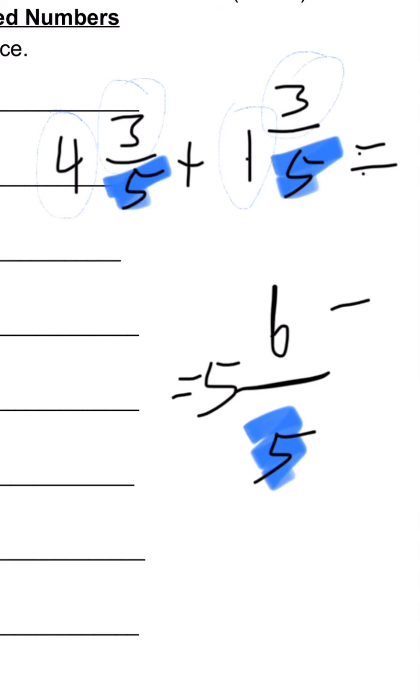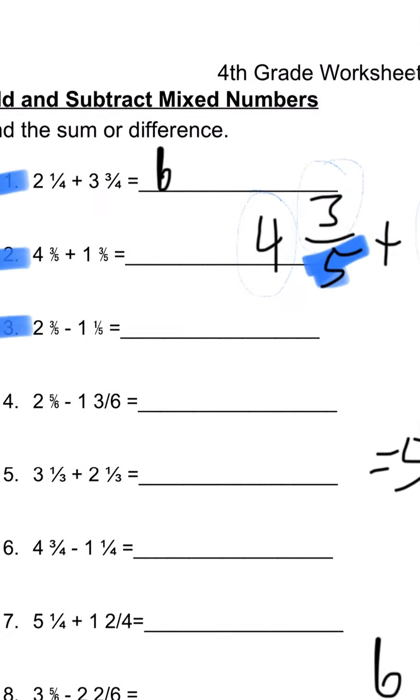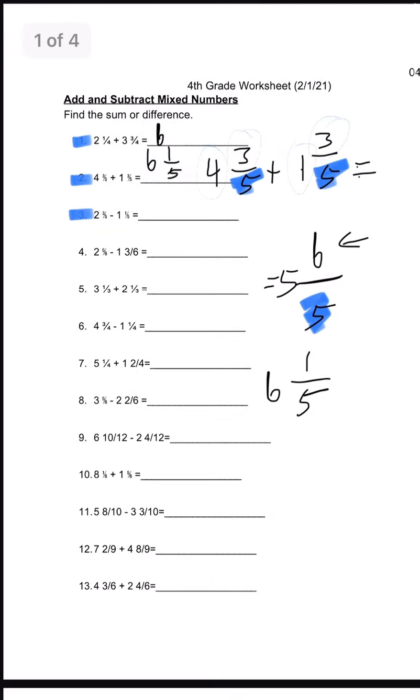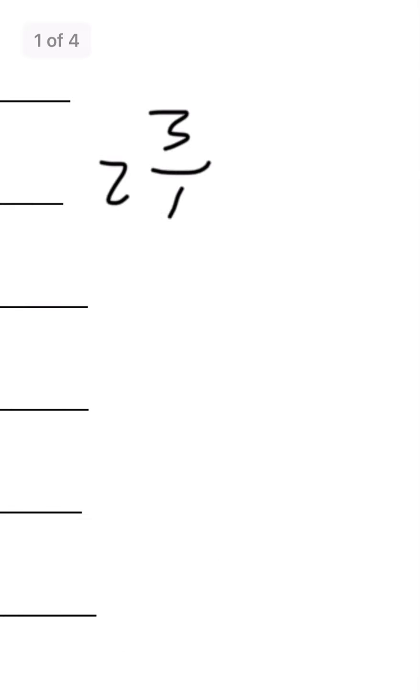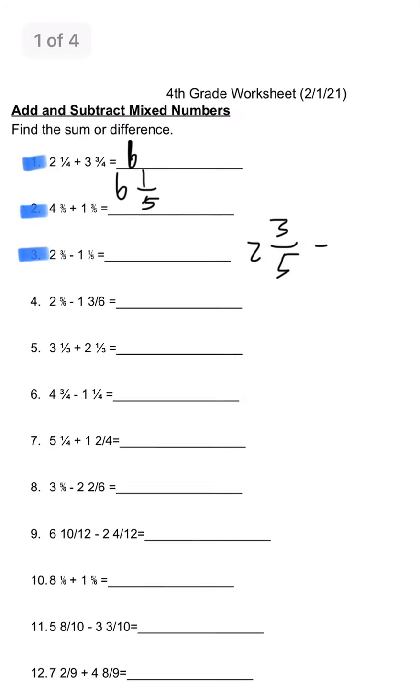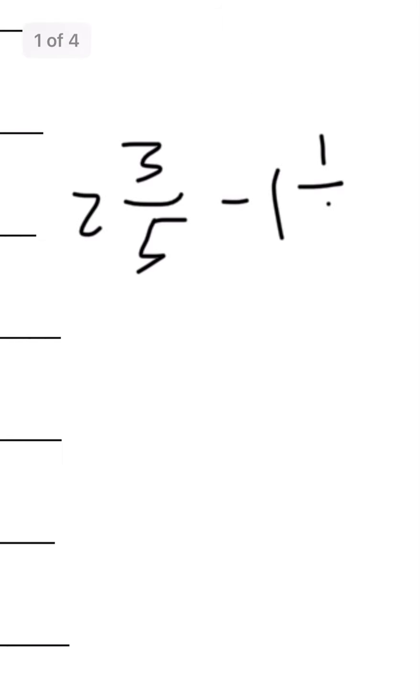Here we see that 6 is bigger than 5. So we want to change this fraction to be 6 and 1/5. Okay, let's erase this and do number 3. 2 and 3/5 minus 1 and 1/5.